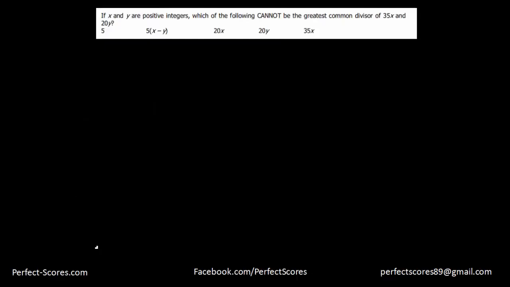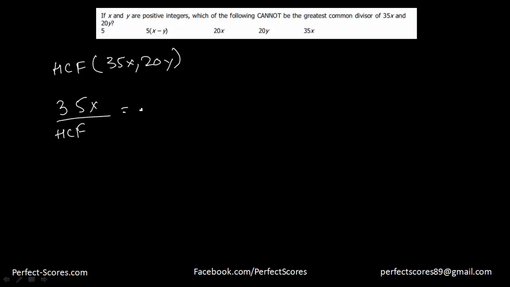It says x and y are positive integers. Which of the following cannot be the greatest common divisor of 35x and 20y? So we have to find which of the following cannot be the HCF of 35x and 20y. Now what do you mean by the HCF of this and this? It means that 35x over the HCF will give you an integer, and 20y over the HCF should give you an integer.